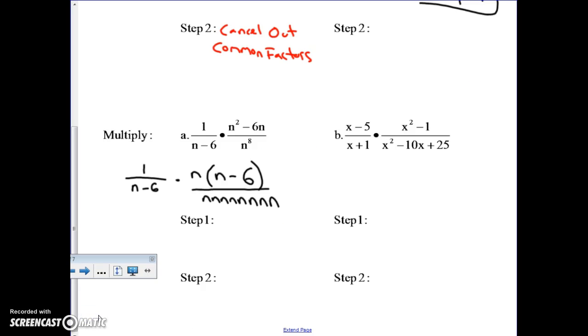Because of time, I factored example A here for you. So now, here we're multiplying a fraction times a fraction. And when you're multiplying, you can kind of view them as just one fraction. We're going to, again, cancel out common factors. So we will be allowed to cancel out n minus 6 and n minus 6. And you can cancel out an n from the top and an n from the bottom. So what that's going to leave us with is 1 over n to the 7th. And that's your answer.